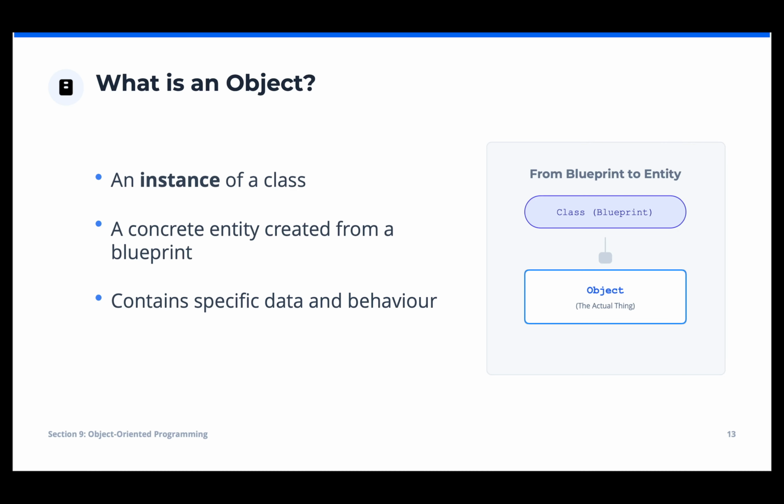Now let's move to object. An object is explained here as an instance of a class, meaning a real usable entity created from the blueprint. The class gives the design, and the object is the actual thing we work with in the program. This is a distinction that you need to be clear about.